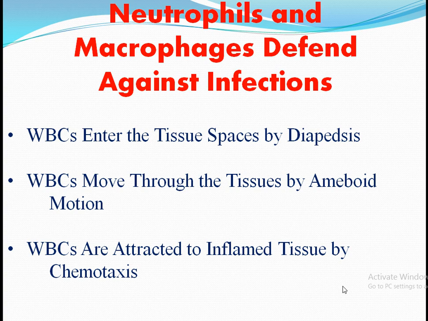Now we are going to concentrate on the following topics. WBC enter the tissue spaces by diapedesis. WBC move through the tissues by amoeboid motion, and they are attracted to inflamed tissue by chemotaxis. All of this is confusing, but one by one we will discuss these topics in detail, and I will also show you many animations to clear this topic.